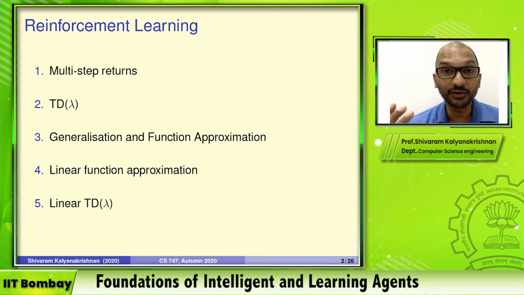That topic is what to do when we have a very large number of states. That's very common in practice. In fact, it's quite uncommon in practice not to have a very large number of states. So, what do you do about it? That is what we will look at. It's called generalization and function approximation. So, let's get started with multi step returns.